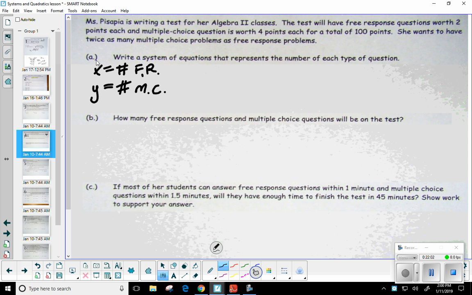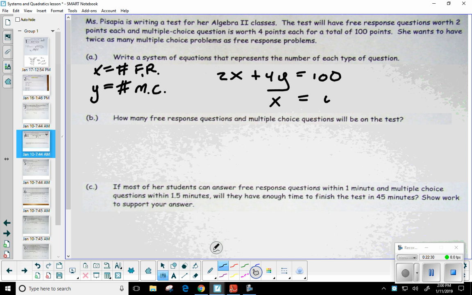Okay, so 2 points for every free response question plus 4 points for however many multiple choice questions we have on there should give me 100 points total. Now, the wording on the other one can kind of throw some people around. She wants to have twice as many multiple choice problems as free response problems. So here's how I like to do these.